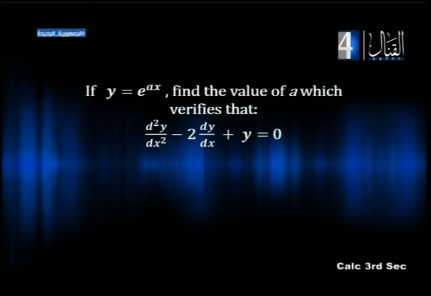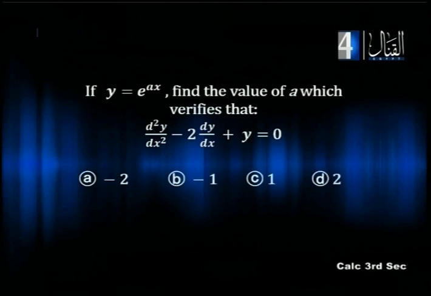Another example. If y equals e to the power ax, find the value of a which verifies that d2y/dx squared minus 2 dy/dx plus y equal 0. Then a equals negative 2, negative 1, 1, 2.